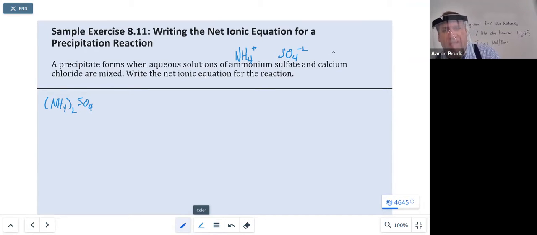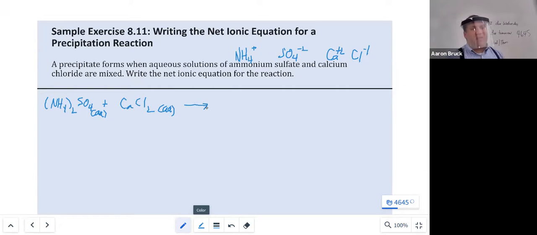For calcium chloride, I've got the calcium ion. Calcium, if I look on the periodic table, it's in group 2. All the group 2 ions are +2 ions. Chloride is Cl. It's a halogen, group 17. All the group 17 ions are -1s. So if I do my crisscrossing there, I end up with calcium chloride, CaCl2. Now we're told both of these are aqueous. So we can put in those tags there to help us initially.